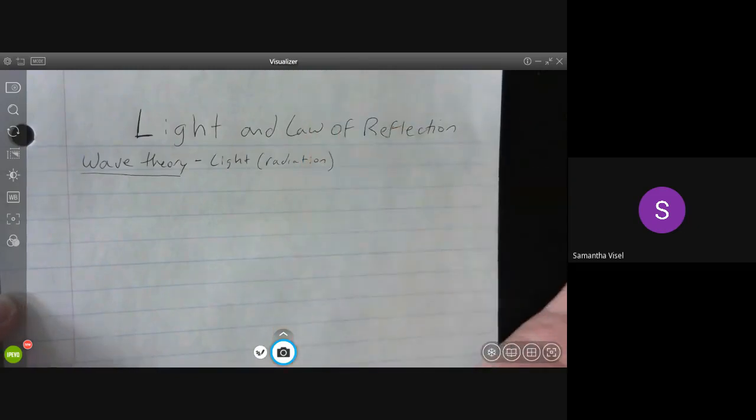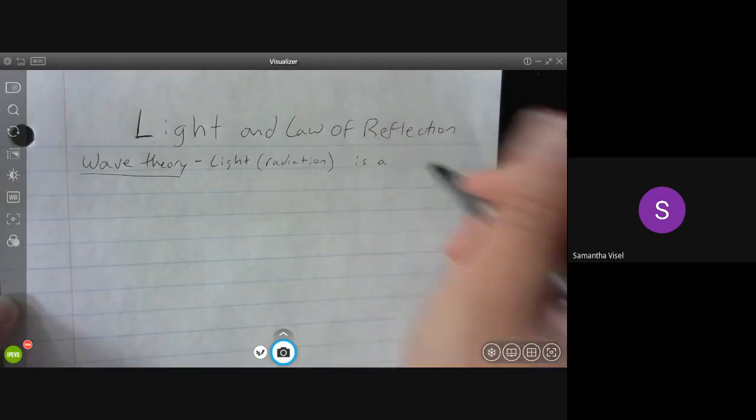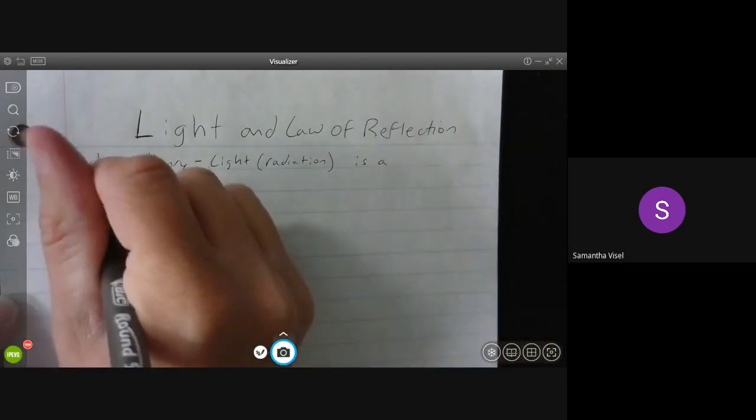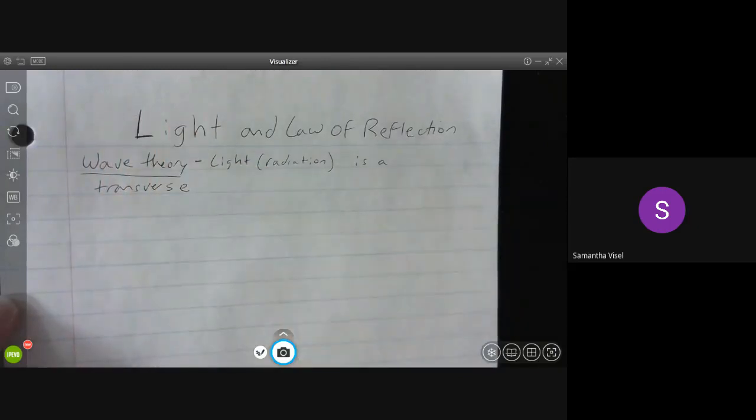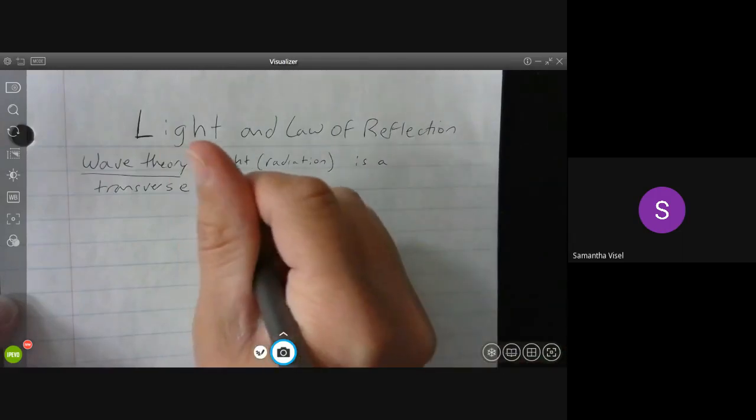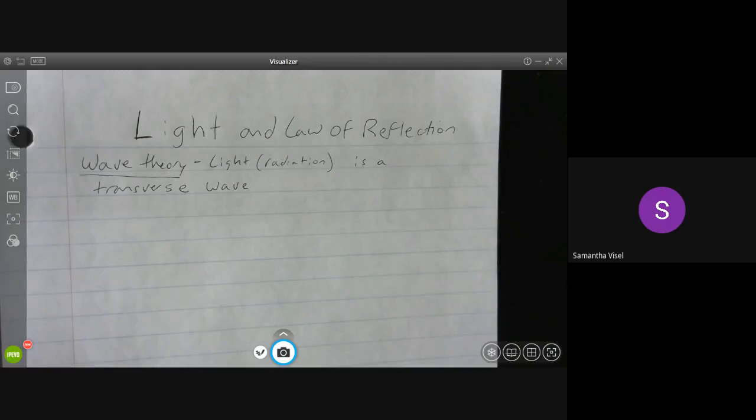And as you can imagine, we should be writing this down if we're not at this point in time. So light is a transverse wave. So light exists as a wave and it in fact exists as a transverse wave. So a transverse wave, that's a wave that vibrates perpendicular to motion. Now we have some observations that support or that show that light indeed exists as a wave.